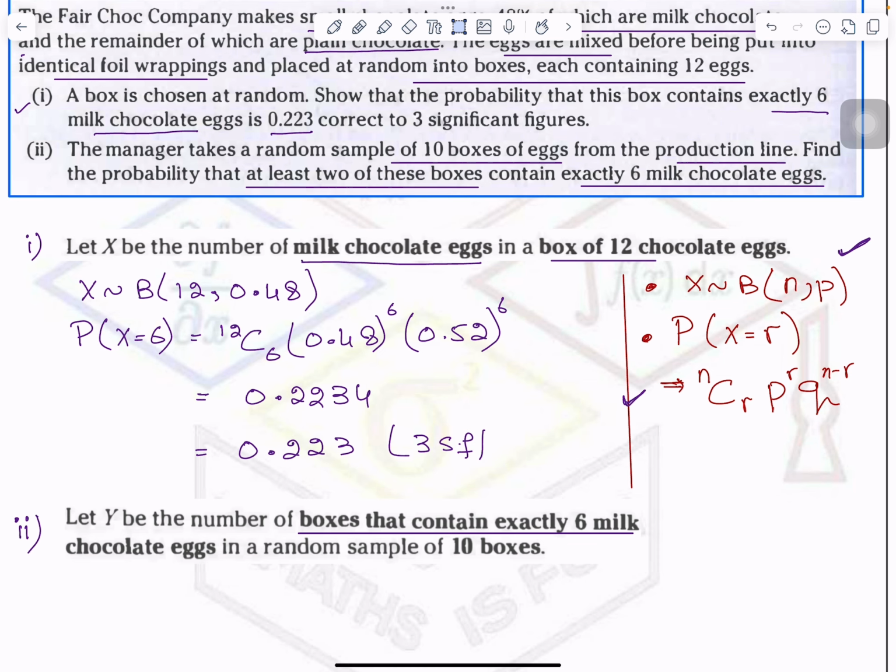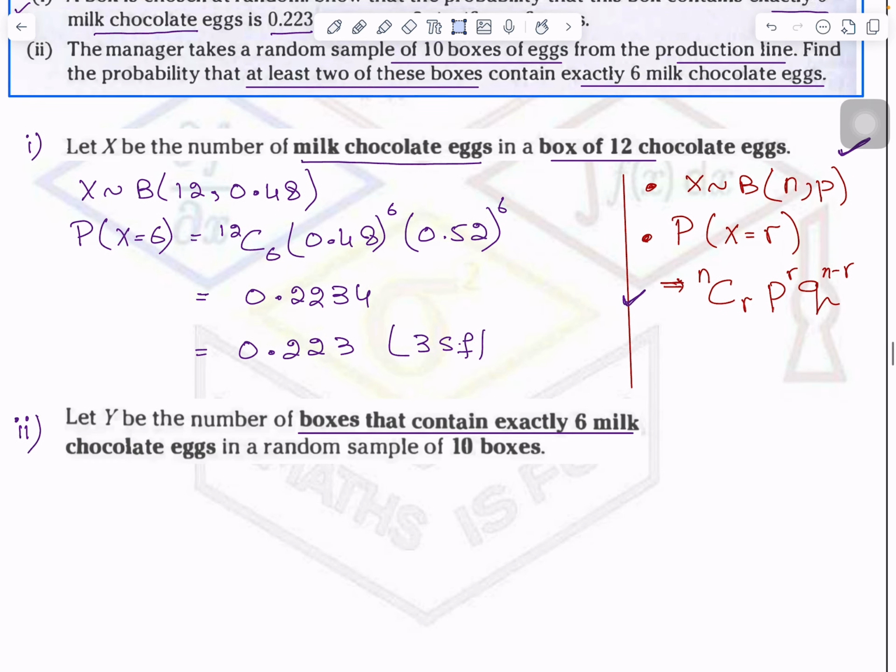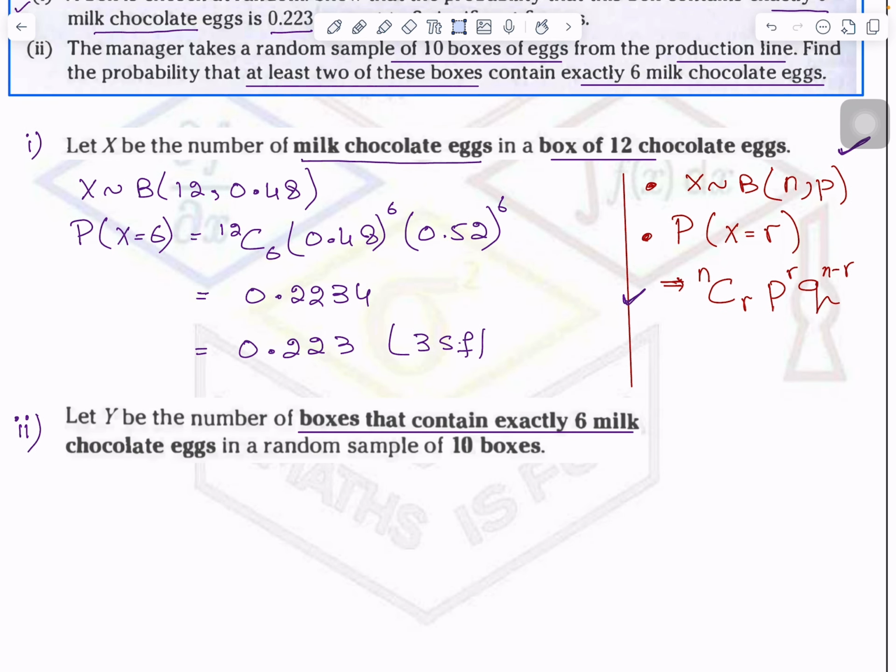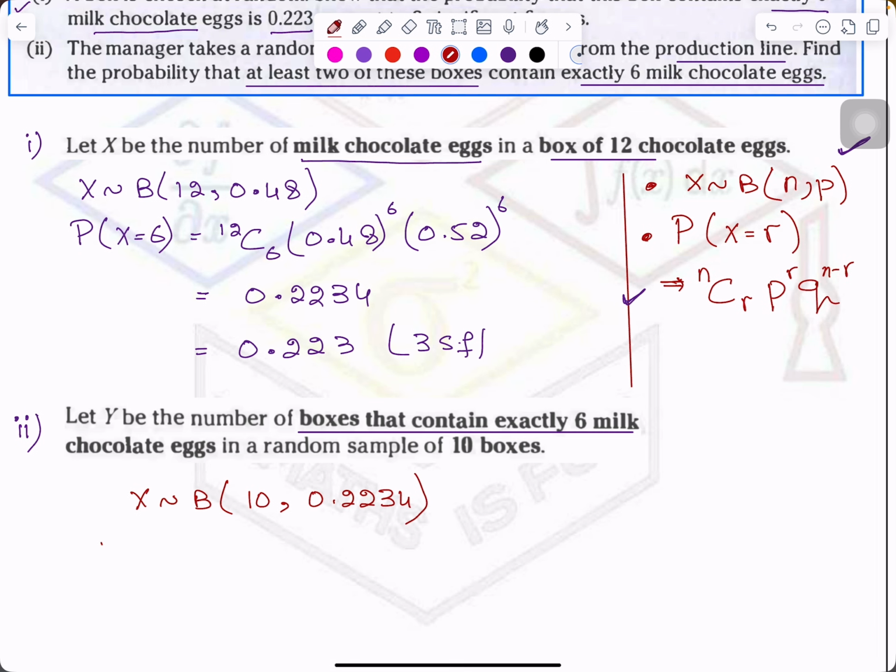So in this case, let Y be the number of boxes that contain exactly 6 milk chocolate eggs in a random sample of 10 boxes. So this time your distribution will be, n is 10 now, okay? And your p is what? Yes, you are right, 0.2234. Please write up to 4 or 5 decimal places here. Do not write the rounded off value. And I have to find here at least 2 boxes, sorry, this is at least 2.